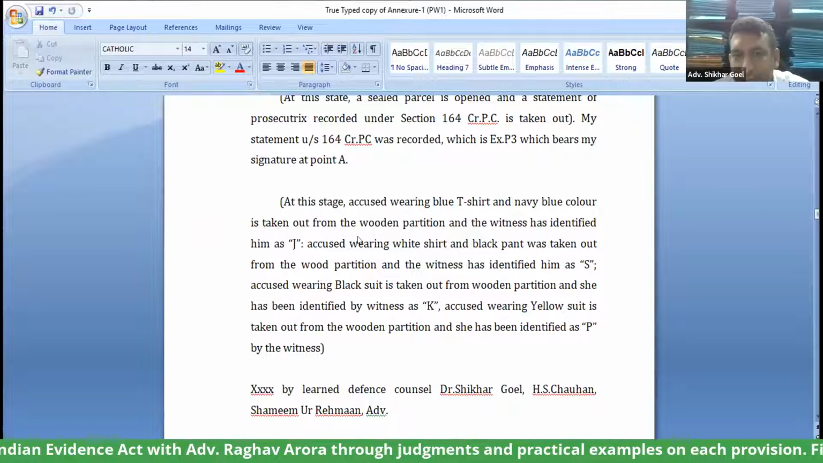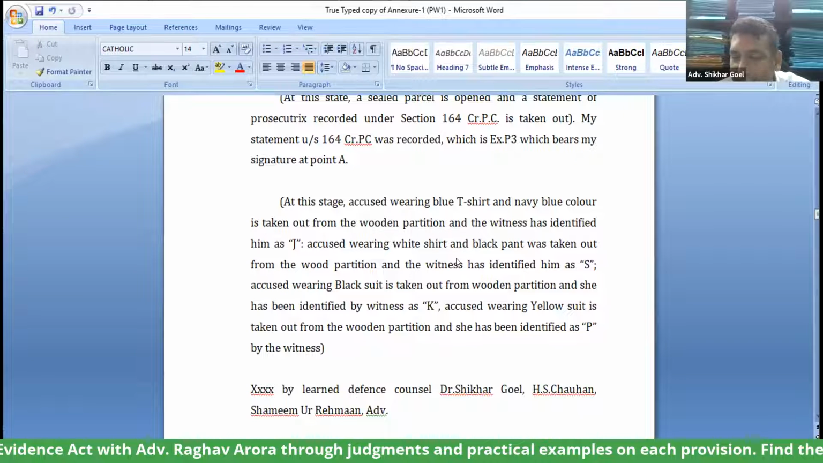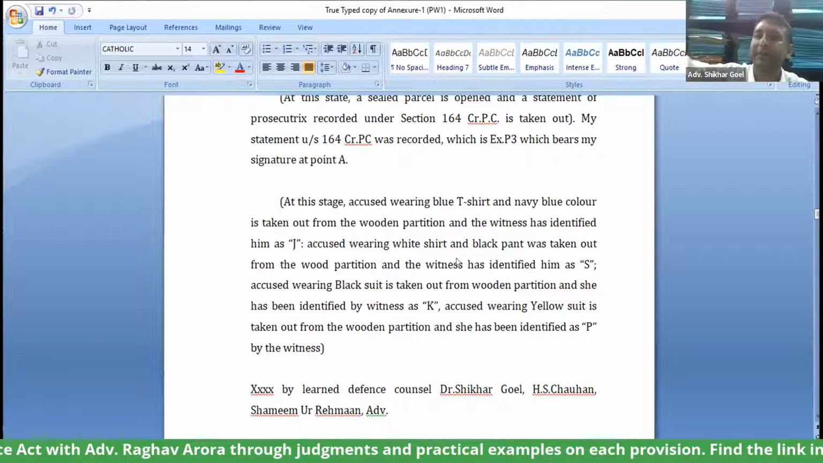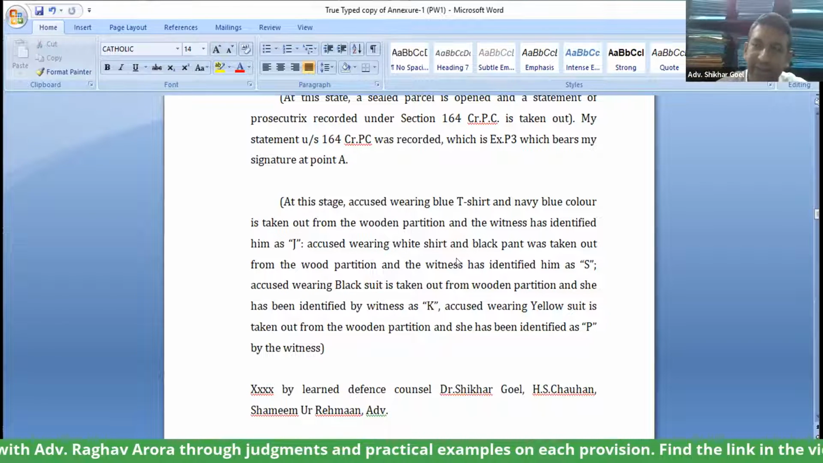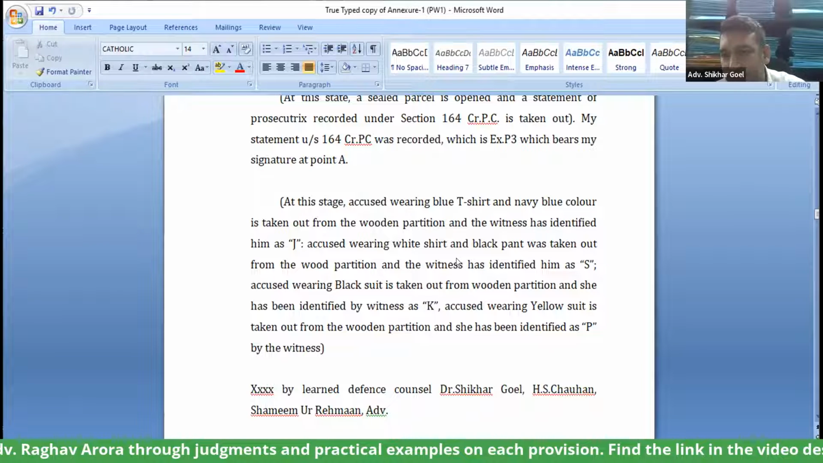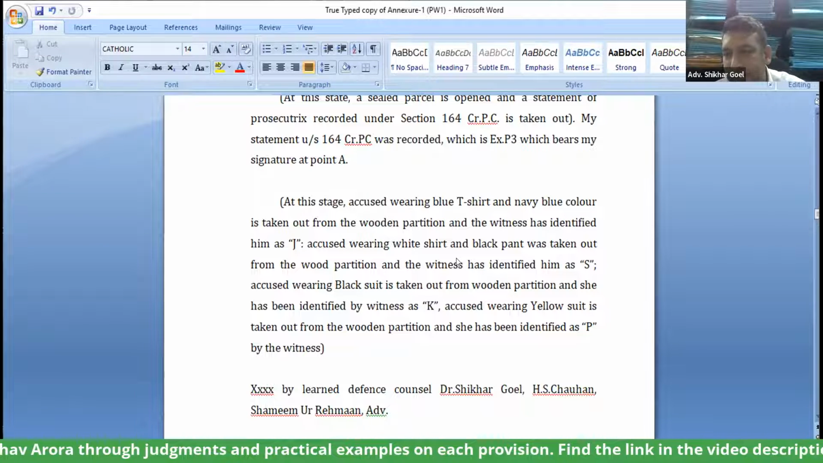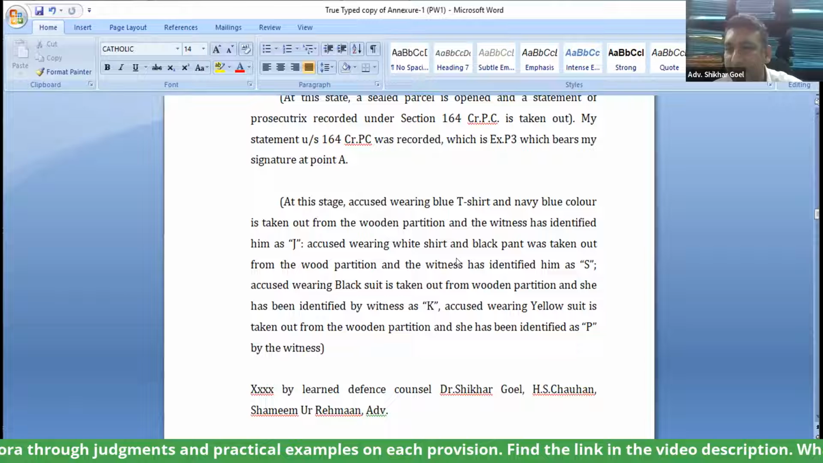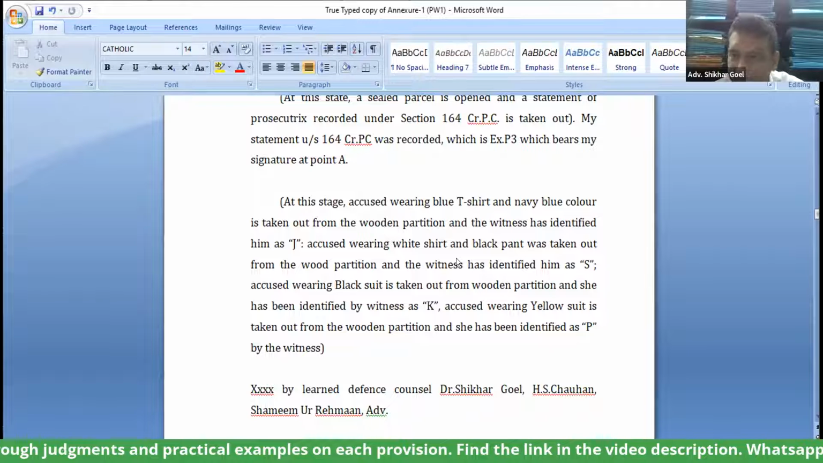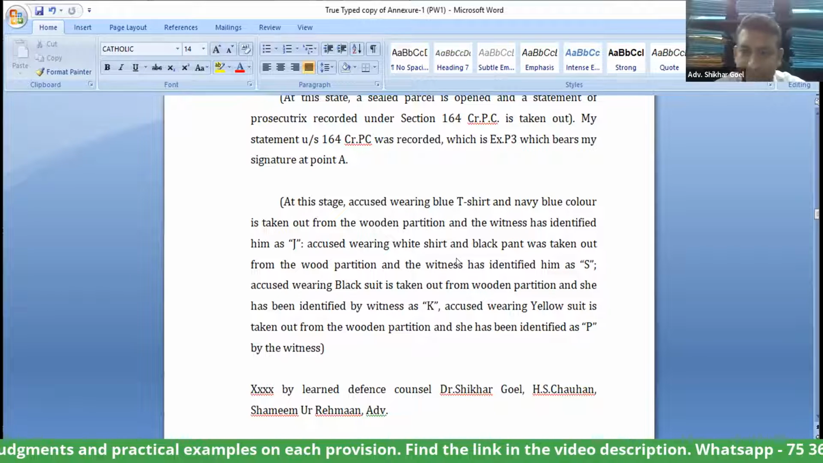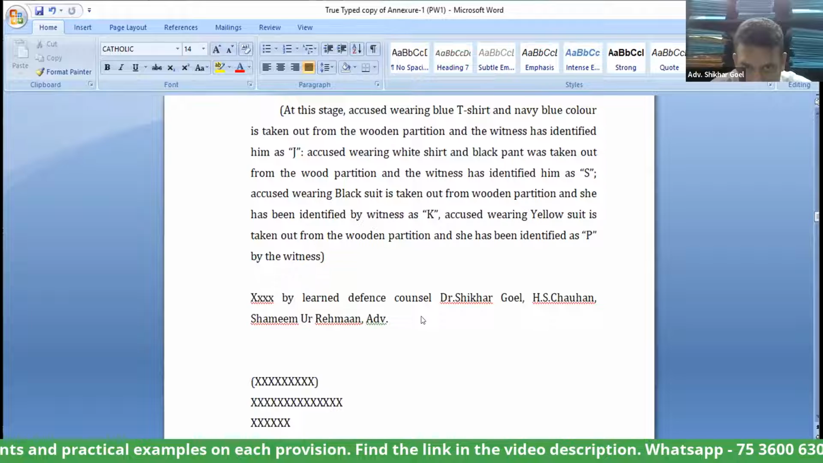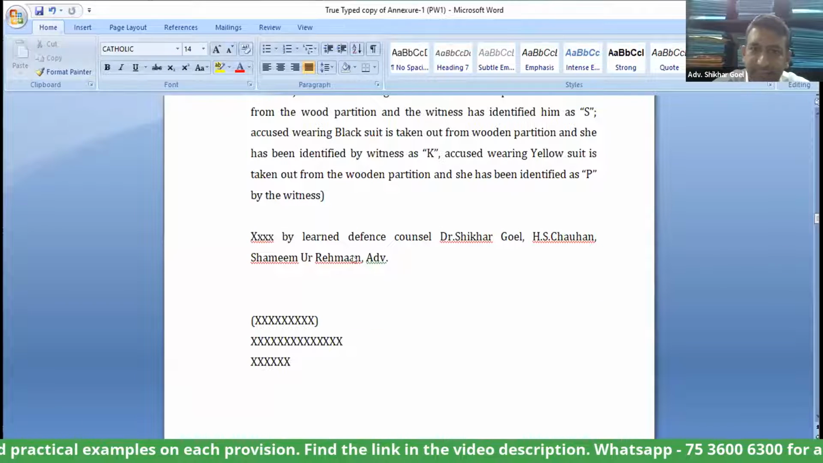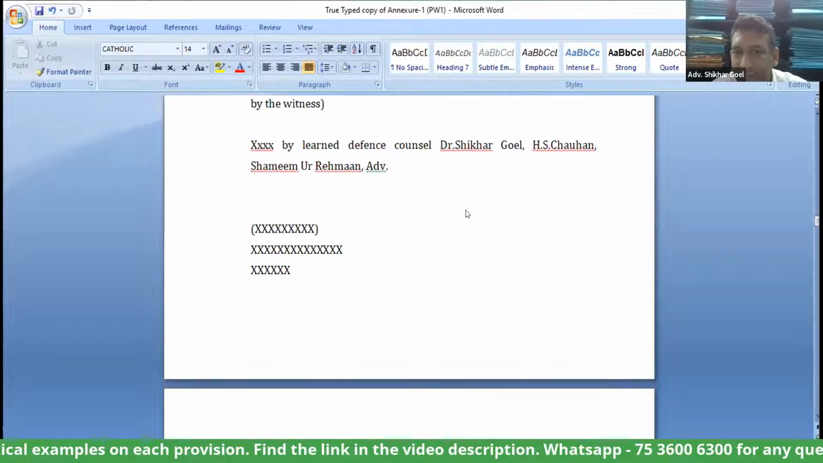ये जब इसका हो गया, इस स्टेज पे एक्यूज्ड को दिखाएंगे कि डू यू आइडेंटिफाई एक्यूज्ड, डू यू एक्चुअली नो हु दैट मैन स्टैंडिंग इन ब्लू टी-शर्ट इज. सो prosecutrix, the victim will either say yes or no. 99% they will say yes, I recognize him, he is the one who raped me. ये हो जाएगा. इसके बाद XXS by learned defense counsel, so on and so.